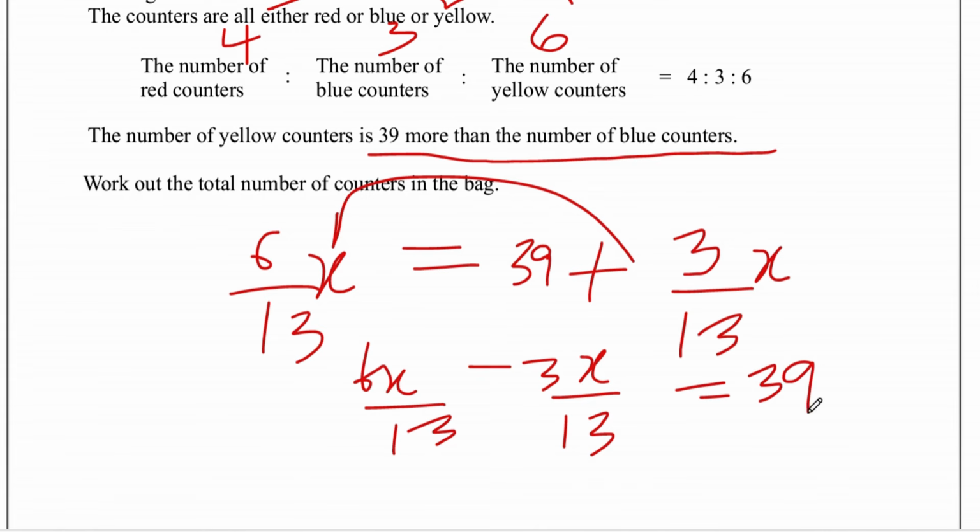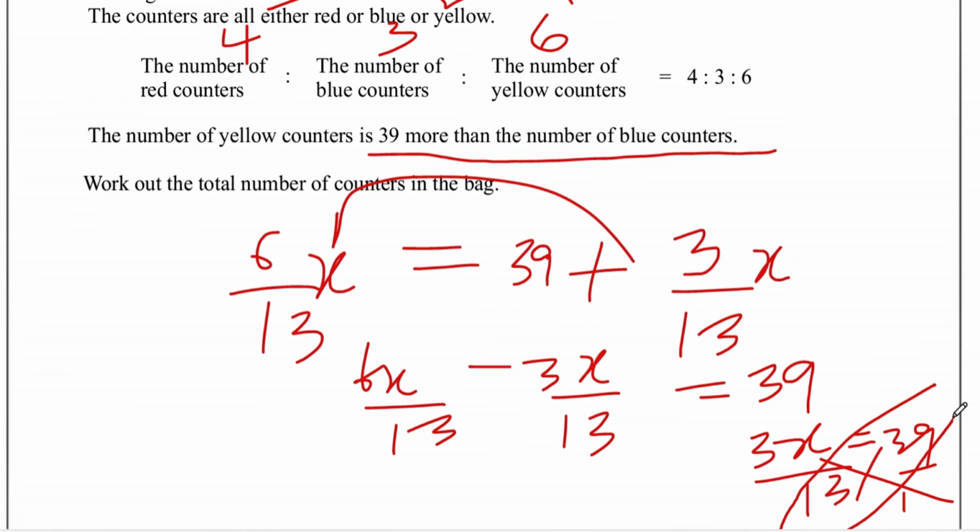So what do we do next? 6x minus 3x, they're like terms, so that's 3x over 13, pick one of the 13, is equal to 39. You can simply cross multiply, the butterfly method. 3 times 13 times 39, divide by 3. So 3x is equal to 13 times 39. And take note, you don't need to work out the 13 times 39, because you're likely going to use it.